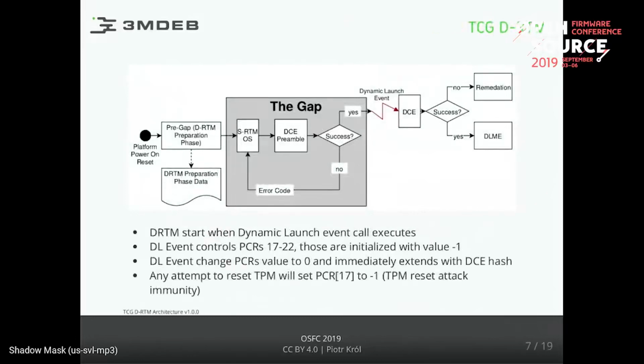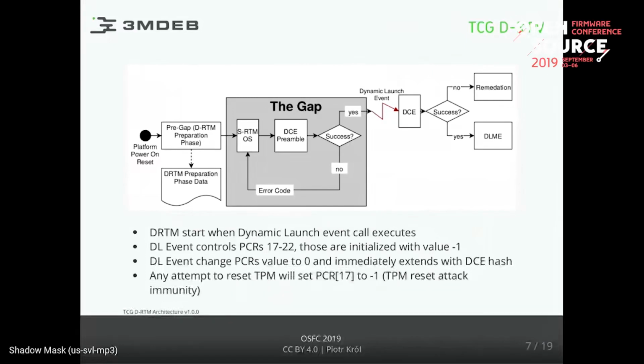This is a picture from the TCG DRTM architecture specification. What we see here is the platform boot flow. On the left side, we have platform power on. Then we get through the pre-DCE stage. In the case of Intel TXT, this is needed because it uses a closed binary from Intel, the ACM BIOS, to pre-configure the environment for the further dynamic launch event. For AMD, this is not needed.